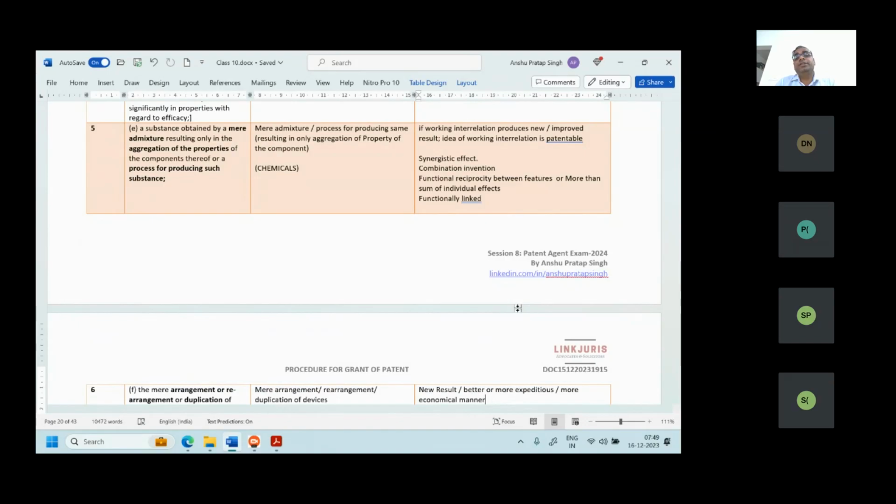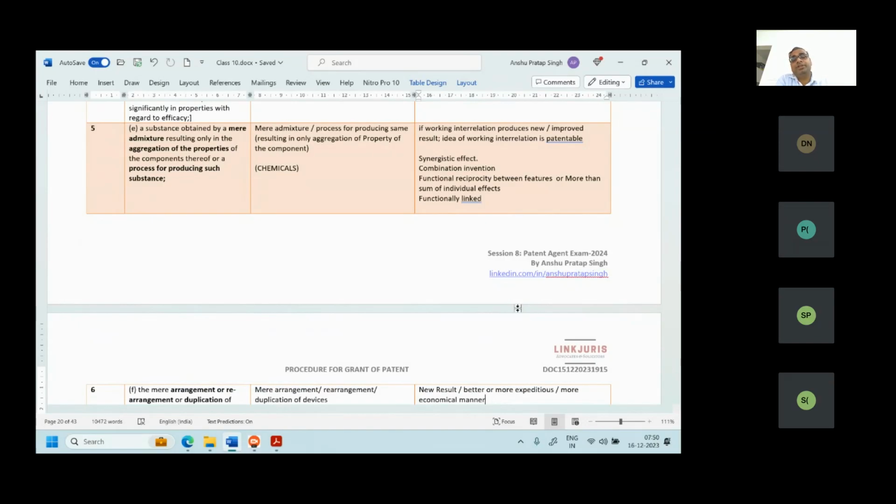Unless there is a synergistic effect, unless there is a combination effect, that means whatever the effect was, the effect is getting enhanced, then yes, you can get a patent. For example, in our earlier classes, we discussed that there is a problem of mixing, right?